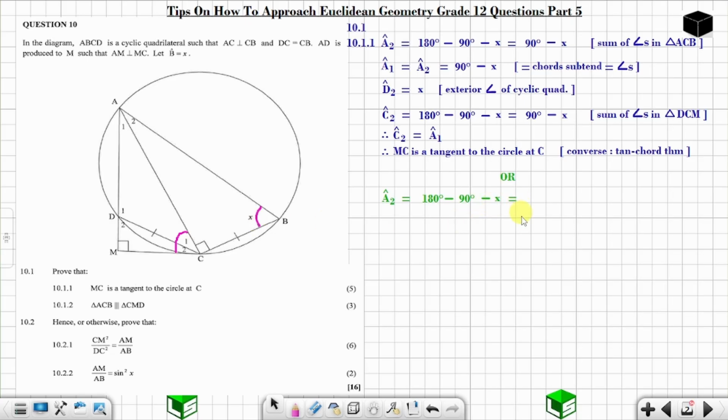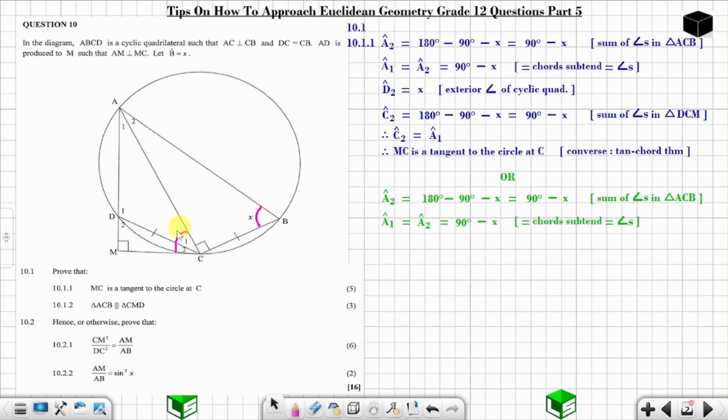This is equal to 90 minus x. The reason is sum of angles in triangle ACB. Angle A1 is equal to angle A2. So angle A1 is equal to 90 minus x. The reason is equal chords subtend equal angles.